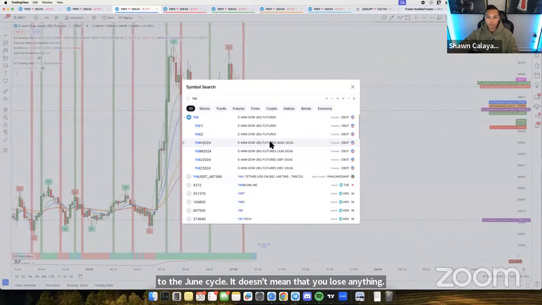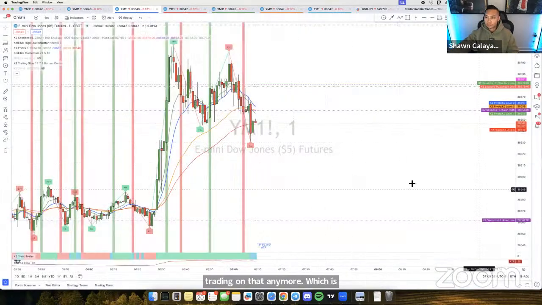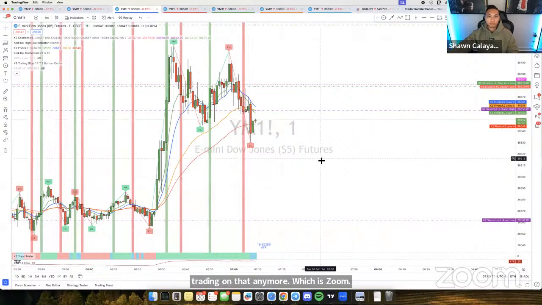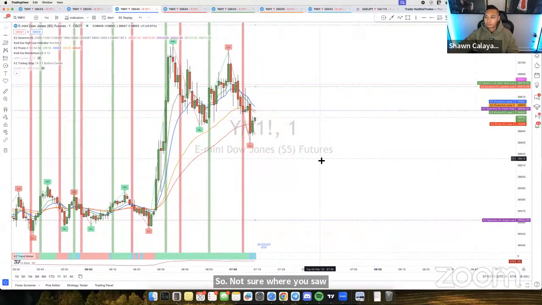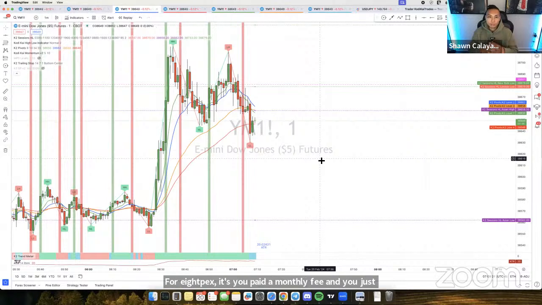Like this contract will still be there. You're just not going to see volatility because nobody's trading on that anymore. Everyone's going to be trading on this one, which is June. So I'm not sure where you saw that, but if you can be a little more detailed with it, I can help. But I don't think so. There's no deadline for trading, especially on Apex. For Apex, you pay the monthly fee and you just keep paying that monthly fee until you pass. That's why I was saying last month when it was 80% off, everybody should have got their accounts for 80% off, because it's like $60.